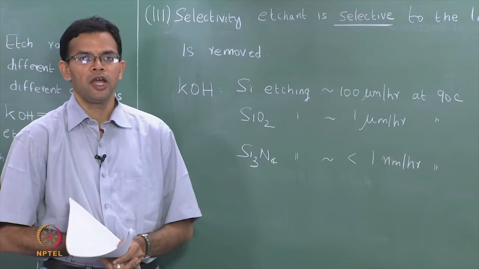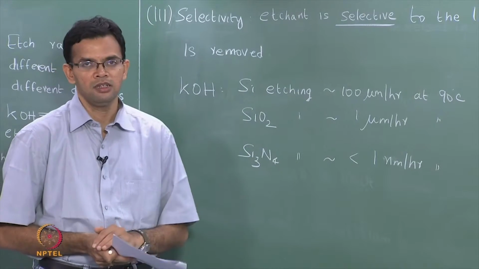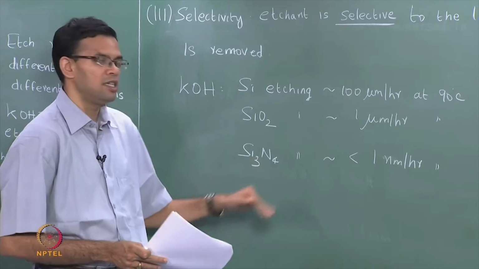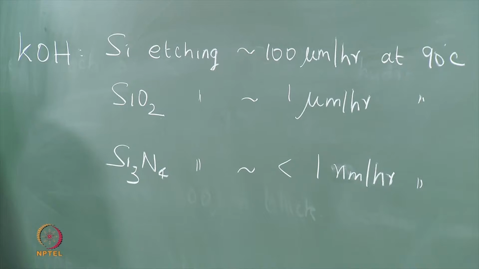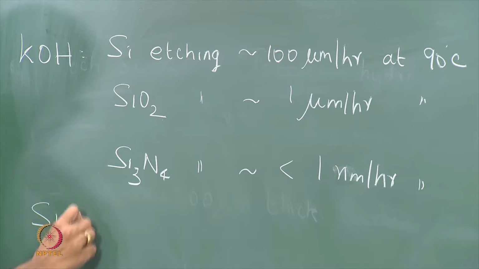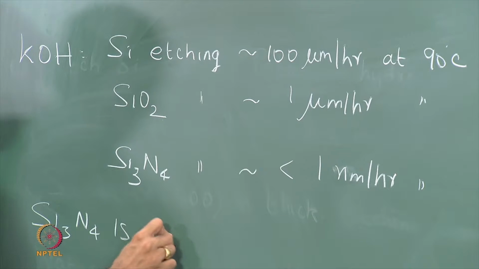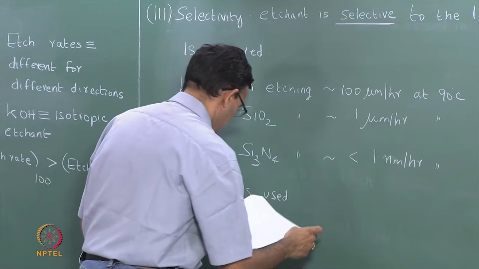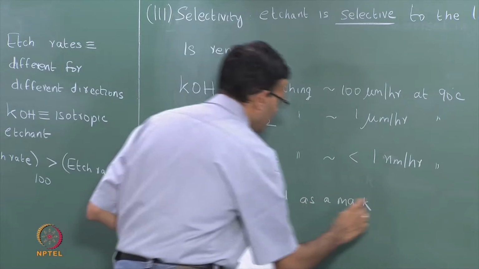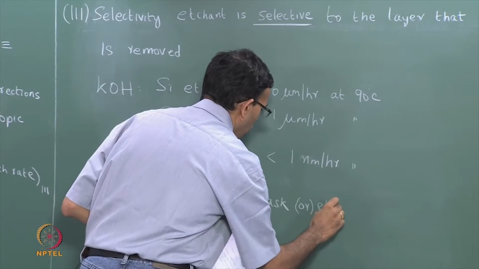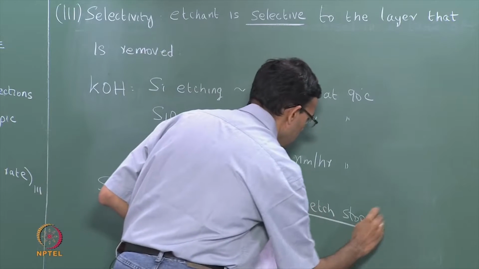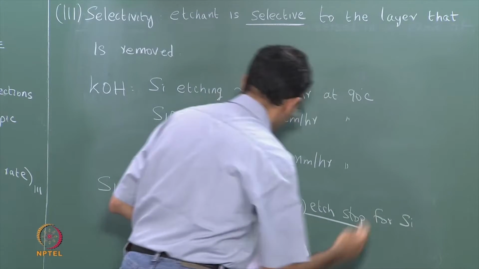So we can say that KOH is highly selective to silicon etching, less selective to SiO2, and really stops etching when we have silicon nitride. So when we look at silicon etching, usually silicon nitride is used as a mask layer for silicon. It can either be used as a mask or an etch stop for silicon.